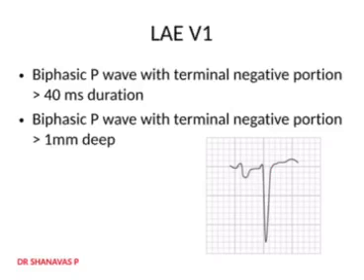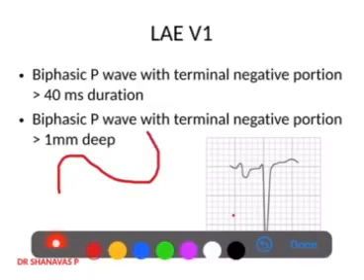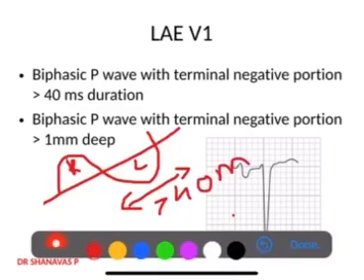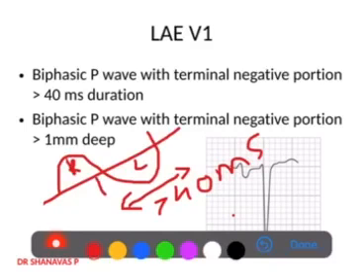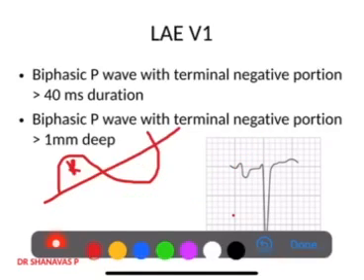Then we will come to lead V1. In lead V1 we know that we have a biphasic P wave, that is a P wave which has a positive part and a negative part. The positive part represents the right atrium and the negative part represents the left atrium. So we only need the left atrium to diagnose left atrial enlargement in V1. If the left atrial duration is more than 40 milliseconds, we could say there is left atrial enlargement according to lead V1. Or we can take this amplitude: if it is more than 1 millimeter, we could still say there is left atrial enlargement according to V1.